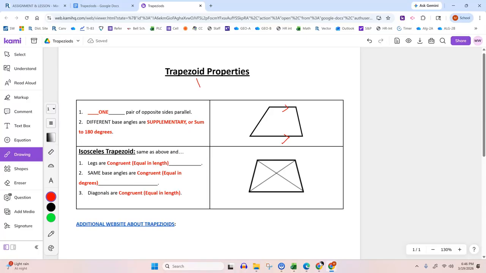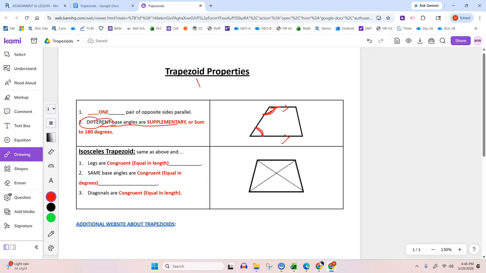Okay, so it says the first thing we notice here is that different base angles are supplementary. What does a different base angle mean? Different is not the same, right? And so that means maybe this angle here. And what is a different base angle? It's an angle on this base right here. So a different base angle would be over here.